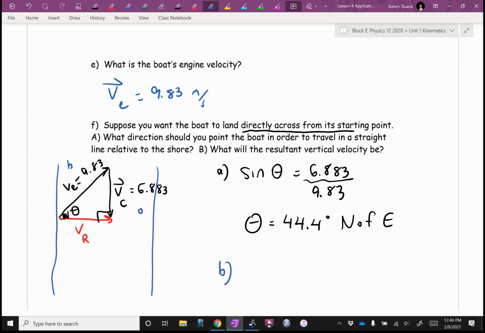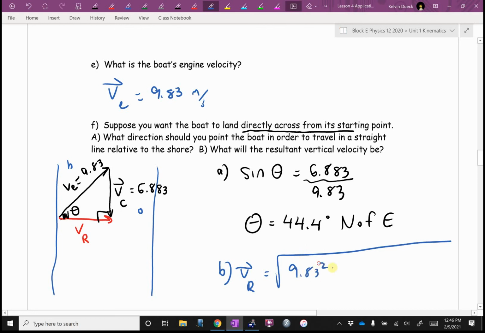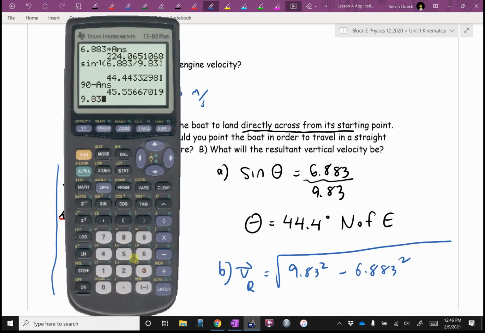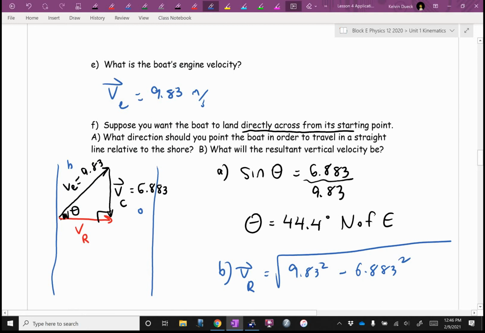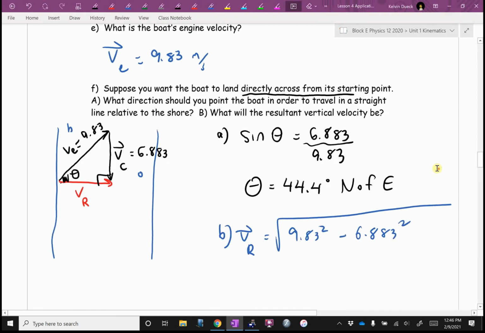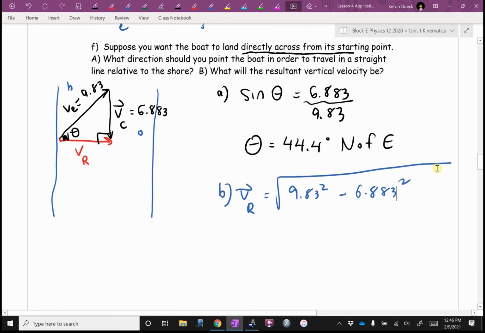Remember Pythagoras? So the resultant is going to be, I'll put it in the notes, 9.83 squared minus 6.883 squared, and then square root your answer. Do you get 7.02? Or am I wrong? Percy's nodding. Now I'm worried.